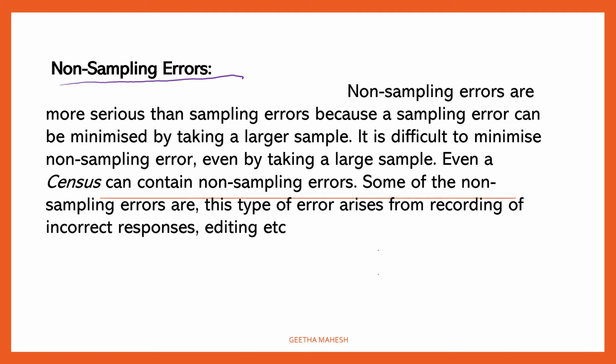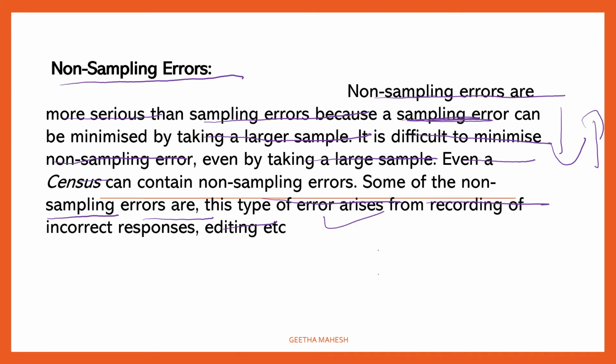Non-sampling error. What do you mean by non-sampling error? This is a type of error that arises from recording of incorrect responses, editing, etc. Non-sampling errors are more serious than sampling errors, because sampling error can be reduced by increasing the number of samples. It is difficult to minimize non-sampling error even by taking a large sample.